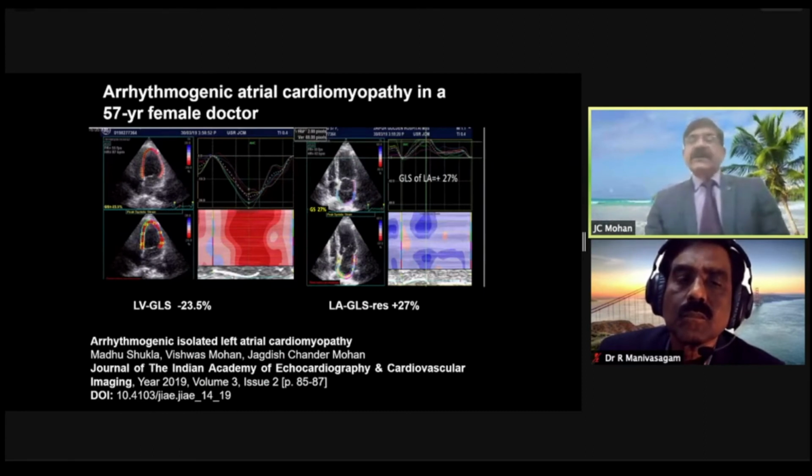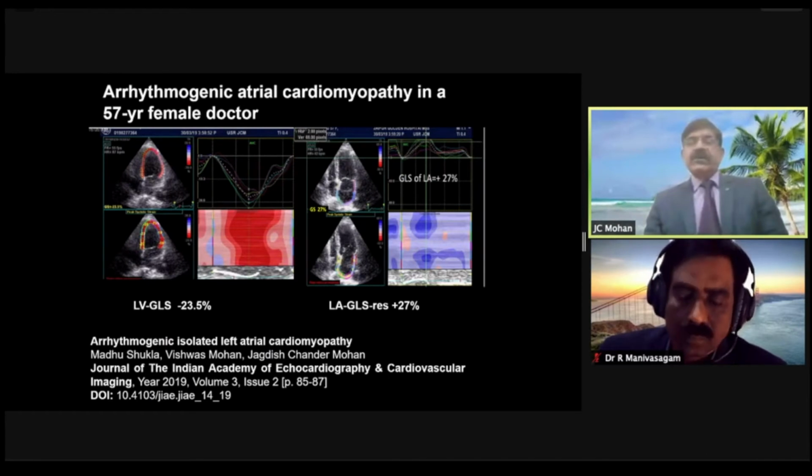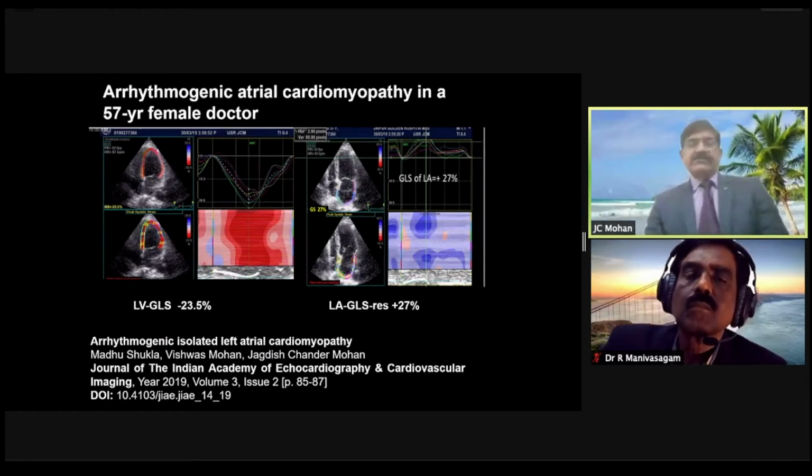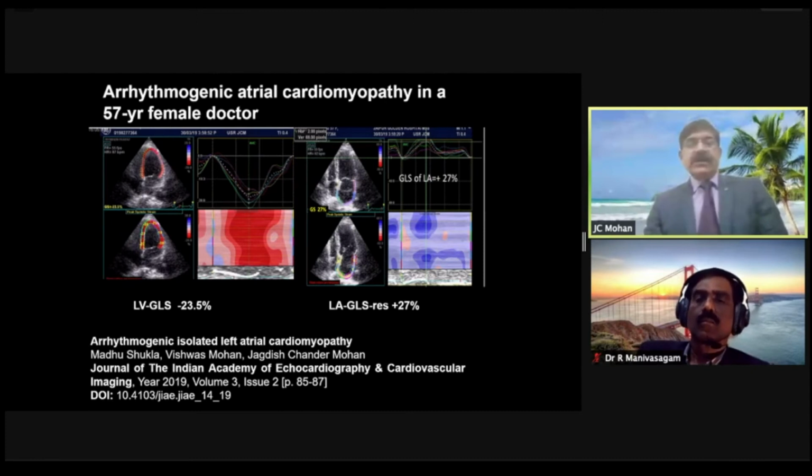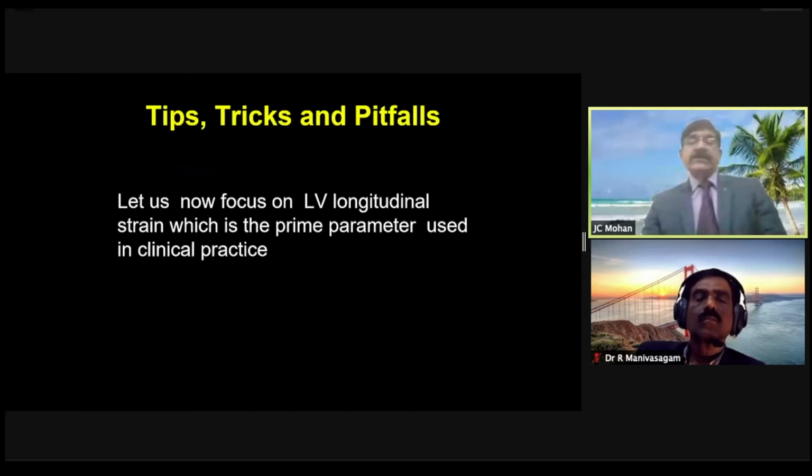And I did say that some atrial diseases can be picked up by global longitudinal strain. Here's one of the papers we published some time back with my colleague, Dr. Madhu Shukla. In arrhythmogenic isolated left atrial cardiomyopathy, the left ventricle strain is normal or maybe supernormal, as shown in this case on the left side, and left atrial reservoir strain is reduced to 27%, again indicating uncoupling of the left ventricle and left atrial strain in isolated atrial cardiomyopathy. And this, of course, was a 57-year-old female doctor who had recurrent high ectopic atrial activity.